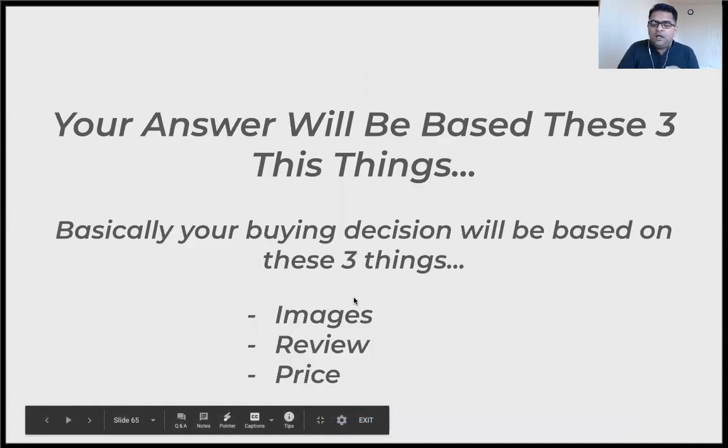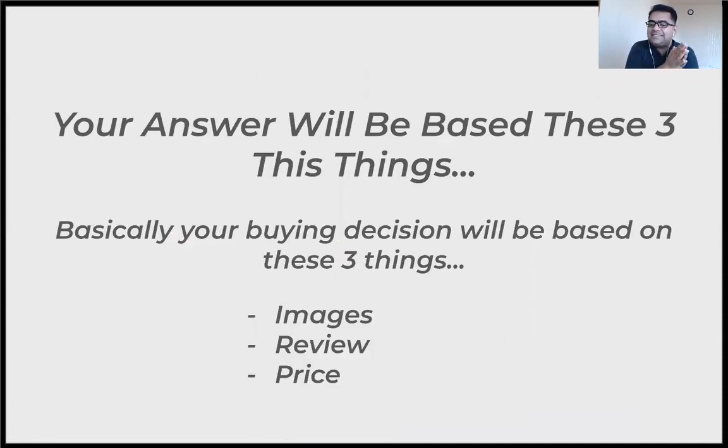This is how people normally decide when they are going to make their purchase decision. They will look at the image in the search result. The image itself should be attractive to grab their attention. Once they click on that search result, they will go to the product listing. Then they will look at the reviews and price and all those things. This is how people decide on their purchasing decision.